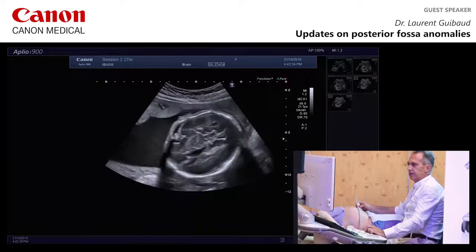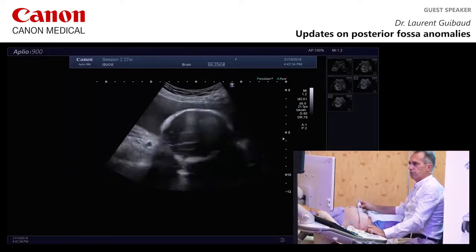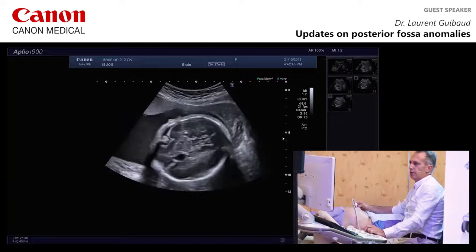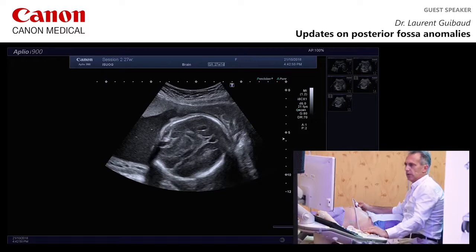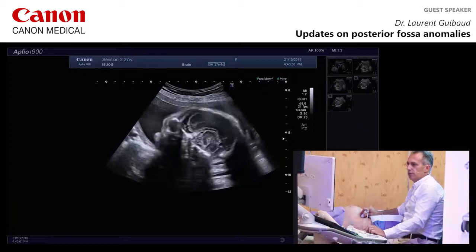To do that, I put my probe in an axial plane, and I just do an inclination of the probe, and I can have a look at the temporal lobe here, and more of the occipital. If I want the occipital, it's more occipital here. You see the parieto-occipital fissure, which is clearly visible here. So it's a very interesting view. I don't think I will have more chance with the sagittal view, but I will try.